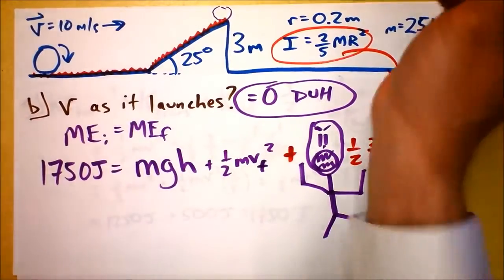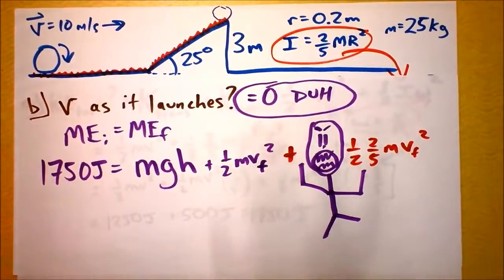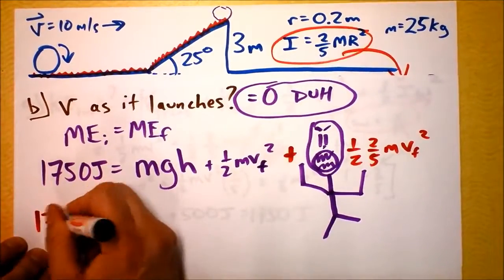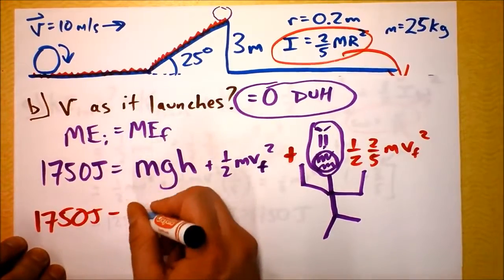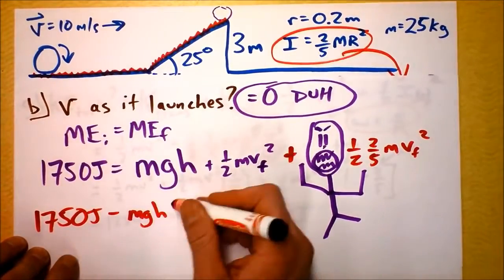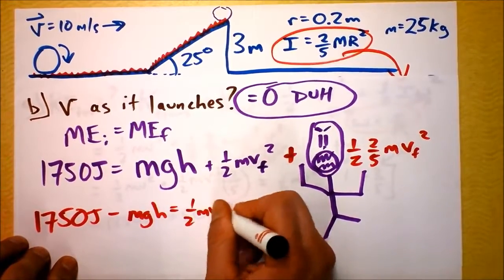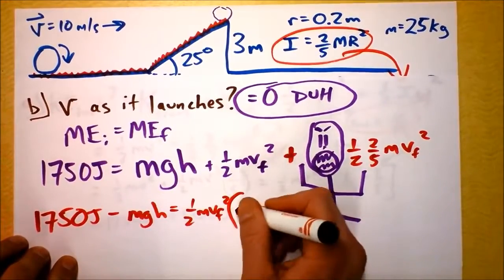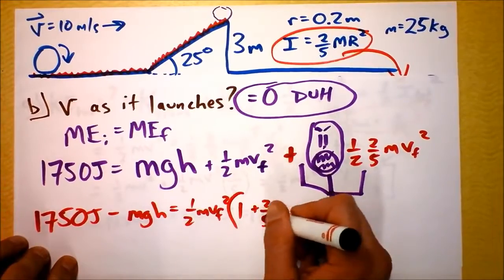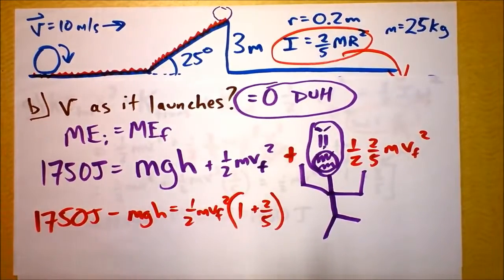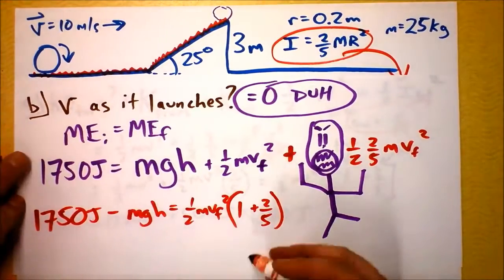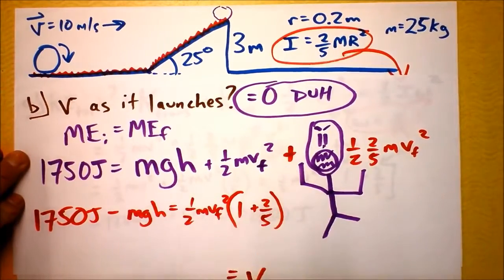Why is that guy in the way there? Dang it. I'm trying to find v final. So I take 1750 joules and I subtract mgh, and that turns out to be really elegantly wonderful. And then I take 1/2 mv final squared and I multiply it by 1 plus 2/5, like we've been doing all day long. And I'm trying to solve for v final, so I guess it'll look something like this.